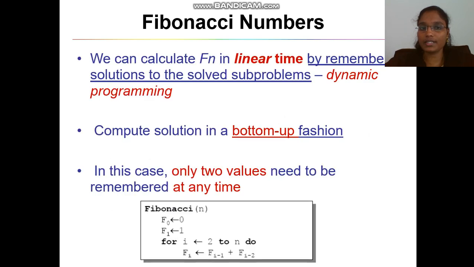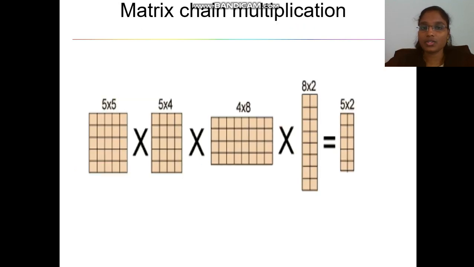Instead, if we go for dynamic programming, this f of 1 can be calculated only once, and this solution can be stored and remembered, and used wherever it is needed. So here it has to be done in a bottom up fashion. In that way, only 2 values need to be remembered at any time. One example of this dynamic programming is matrix chain multiplication.